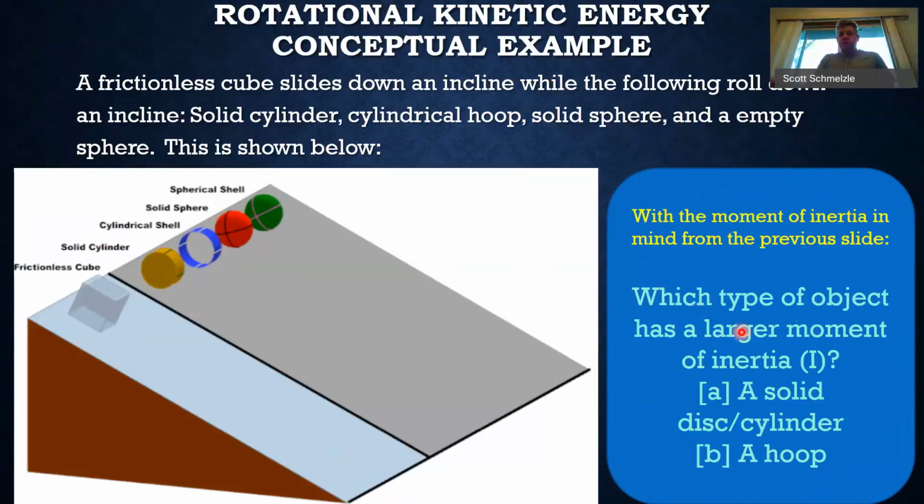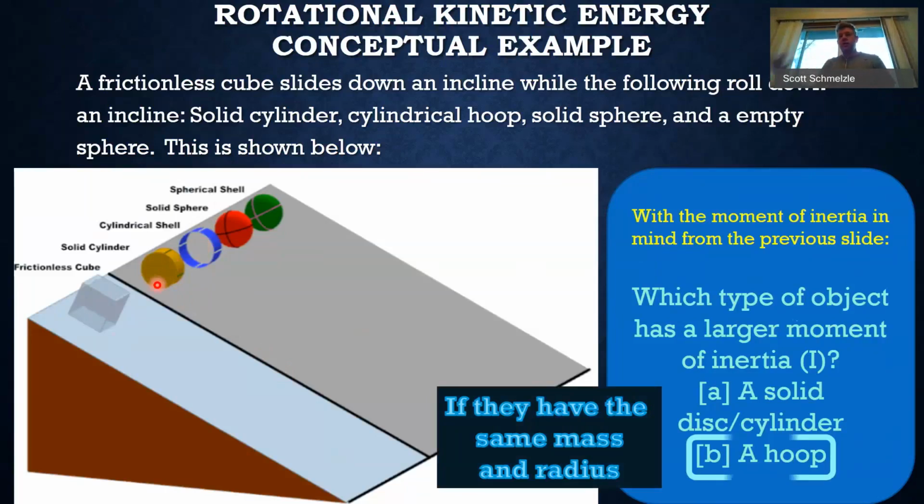So which object has a larger moment of inertia? A solid disk or a hoop? Again, we are talking about this solid cylinder here or this cylindrical shell right there. Remember, a hoop is I equals mr squared. A solid cylinder is 1/2 mr squared. Because the mass is closer to the center here, the hoop should have the higher moment of inertia, again, if they have the same mass and same radius.